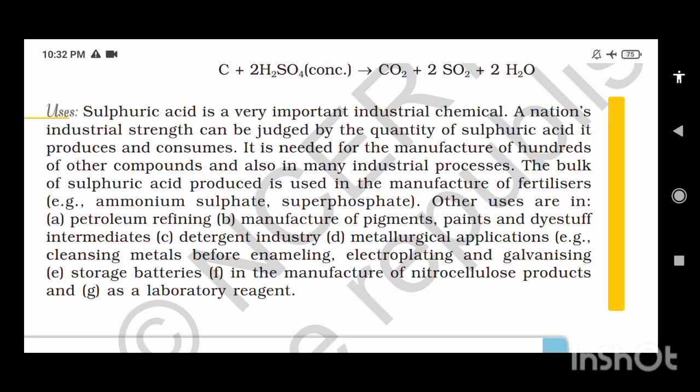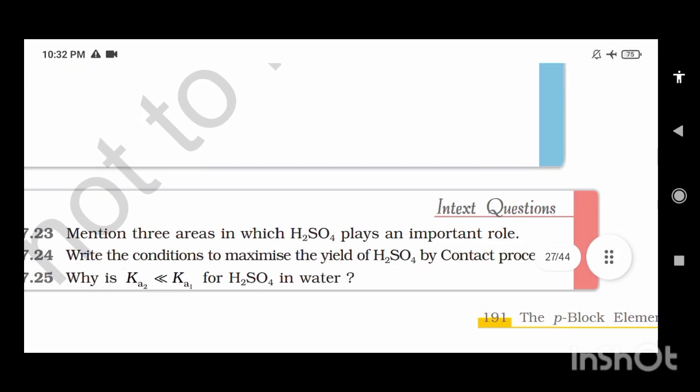Other uses are in petroleum refining, manufacture of pigments, paints, dyestuffs, intermediates, detergent industries, metallurgical applications, cleaning metal before enameling, electroplating, and galvanizing, storage batteries, in the manufacture of nitrocellulose products, and as a laboratory reagent.